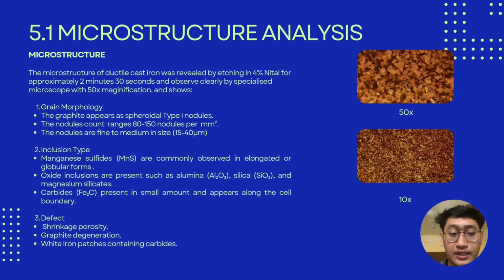The nodule count typically ranges from 80 to 150 nodules per square millimeter, and this depends on the cooling in some regions. The nodules are generally fine to medium in size, measuring approximately 15 to 40 micrometers in diameter.